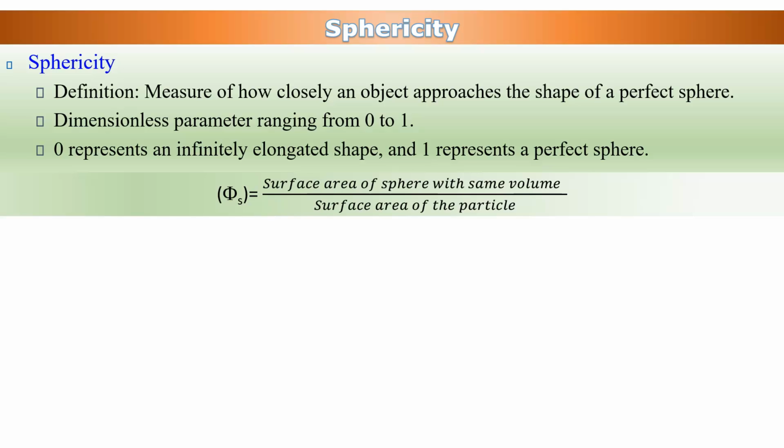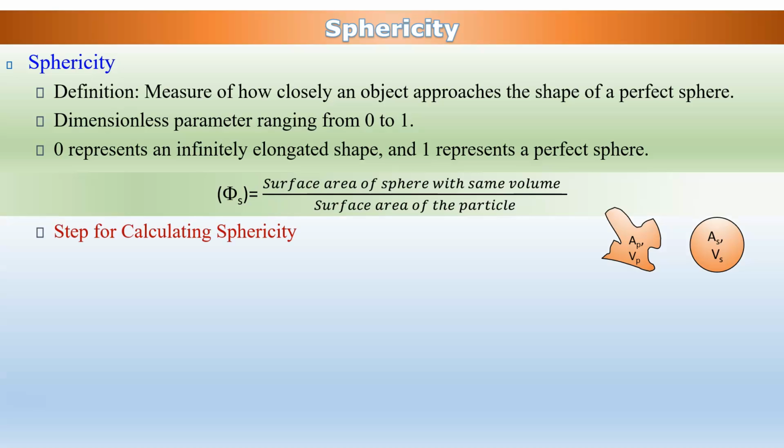It is the surface area of a sphere with the same volume as the particle, divided by the surface area of the particle. Here is an arbitrary shape particle. It has surface area AP and volume of the particle VP. If we take a sphere of the same volume, we can get the diameter of the sphere, and from this diameter we can get the surface area of the sphere. If we take the ratio of the surface area of the sphere with the same volume to the surface area of the particle, we will get sphericity.